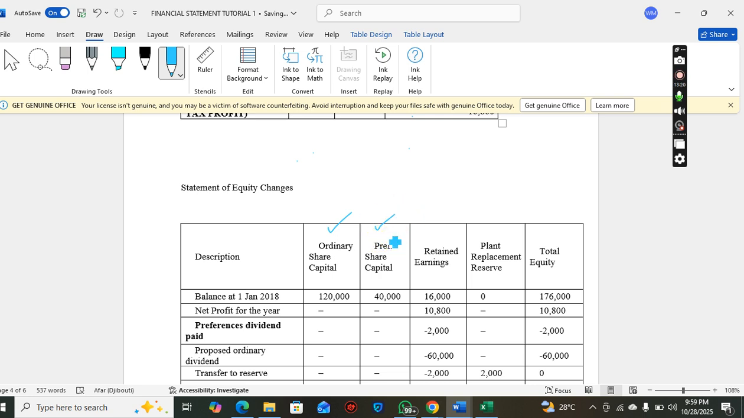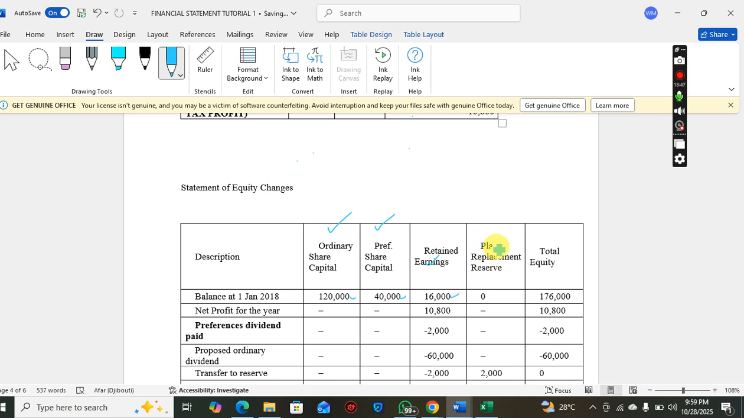Preference share capital is the amount that has been raised from selling preference shares. These amounts were given to us in the trial balance. Ordinary share capital, 120,000. Preference share capital, 40,000. Retained earnings, this is the profit that the company keeps, 16,000.